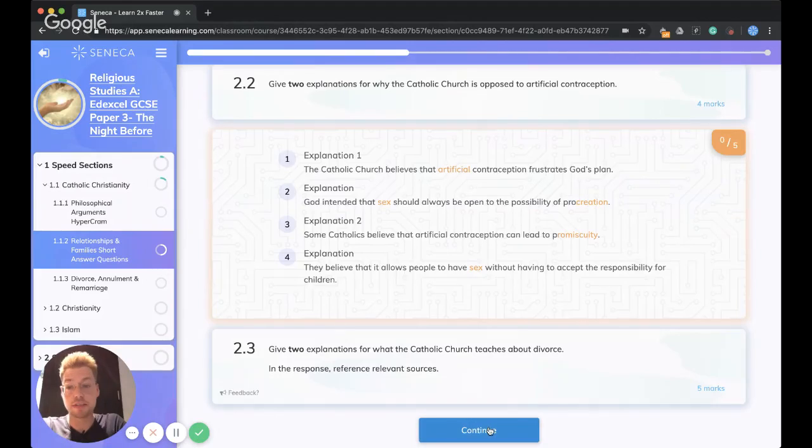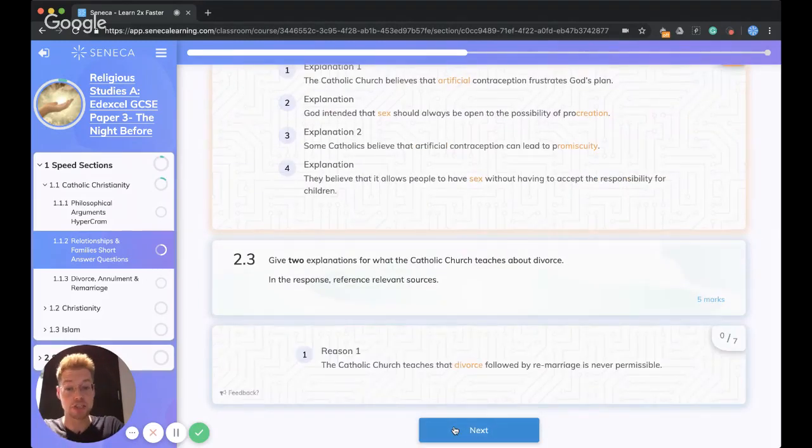So again, this is going to be like your question C. Give 2 explanations for what the Catholic Church teaches about divorce in response to a reference to relevant sources. So again, the question is going to remind you that to get all 5 marks in this question, you have to give a source, okay?